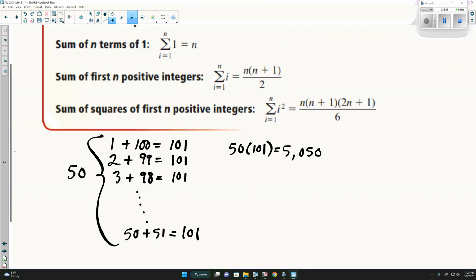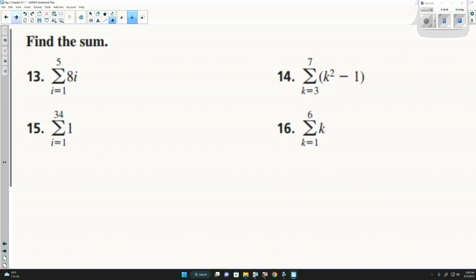Now, the one after it, the sum of squares, essentially if we took this but squared each number. So looking at, say, 1 squared plus 100 squared, 1 squared plus 2 squared plus 3 squared, going on would be this formula here. Okay, questions on any of this here?